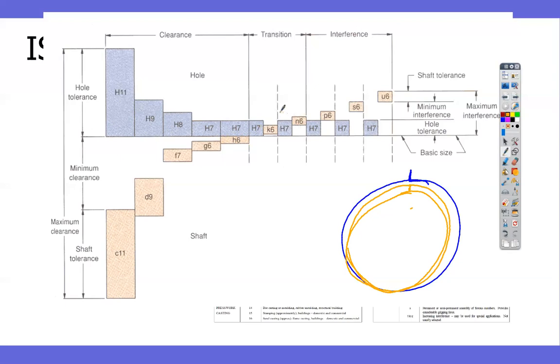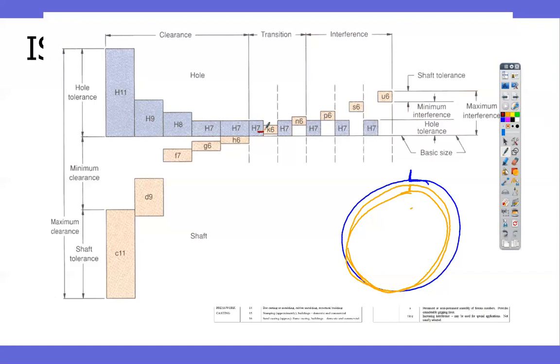Once we get into here, these are our transition fits. So if the hole is made here, and the shaft is made here, what kind of a fit is that? Is it clearance or interference? It's clearance, because the hole's still bigger, right?